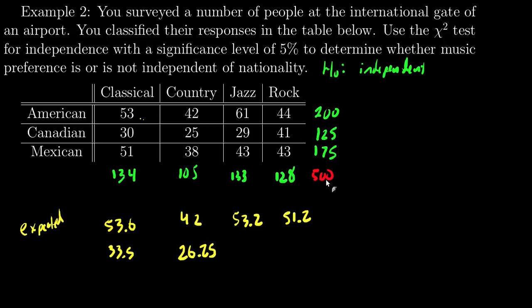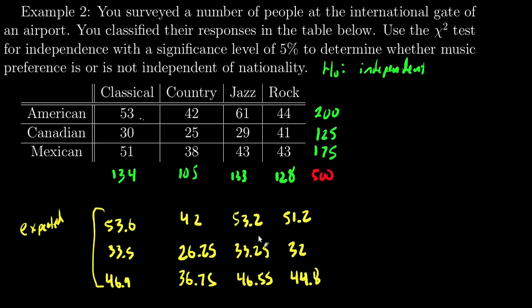133 times 125 divided by 500 gives me 33.25. 128 times 125 divided by 500 gives me 32. Final row, 134 times 175 divided by 500 gives me 46.9. 105 times 175 divided by 500 gives me 36.75. 133 times 175 divided by 500 gives me 46.55. And 128 times 175 divided by 500 gives me 44.8.